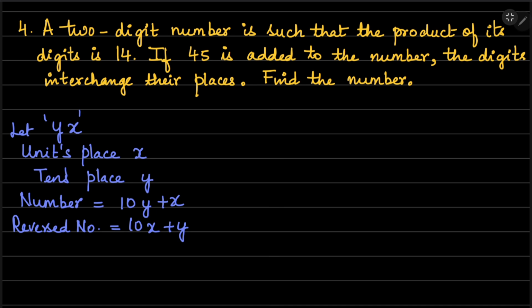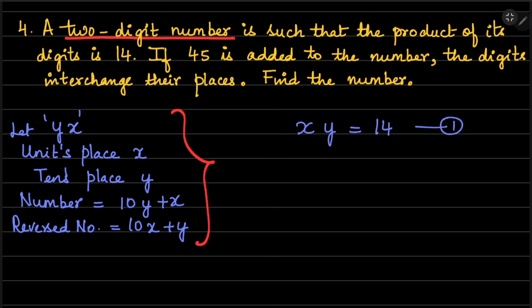So this is something which you have to write by default the minute you see these words, that is a two-digit number. Immediately write these important statements. Okay, so let the number be yx. That means your units place is x, tens place is y. What is the original number? What is the reverse number? Then get back to the question. So what are you given here? A two-digit number is such that the product of the digits is 14. So what is the first equation that you have to write? Product of the digits, that is x into y is equal to 14. This is your equation 1.